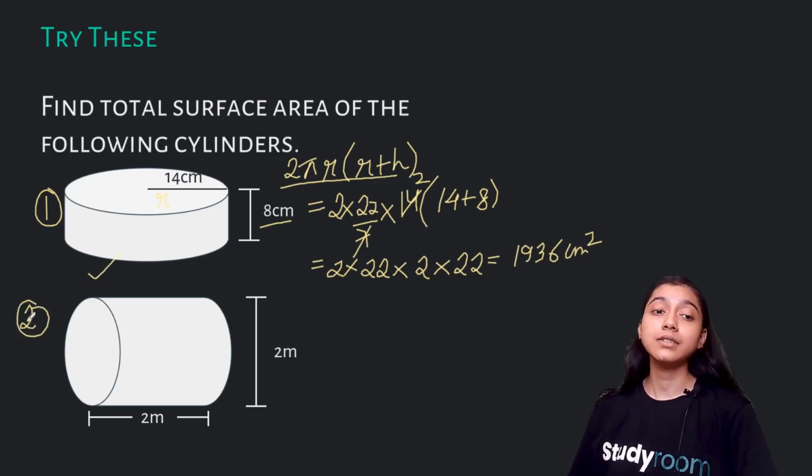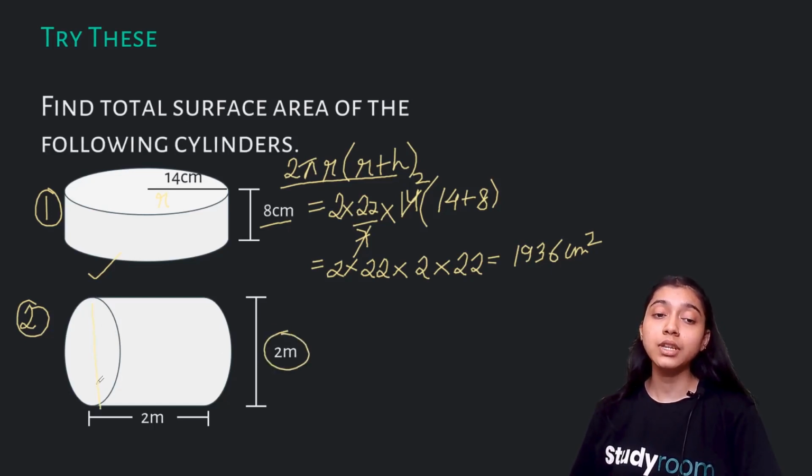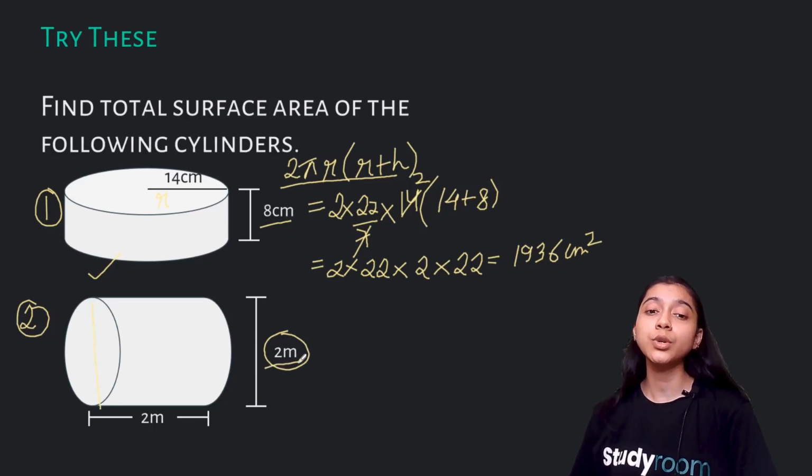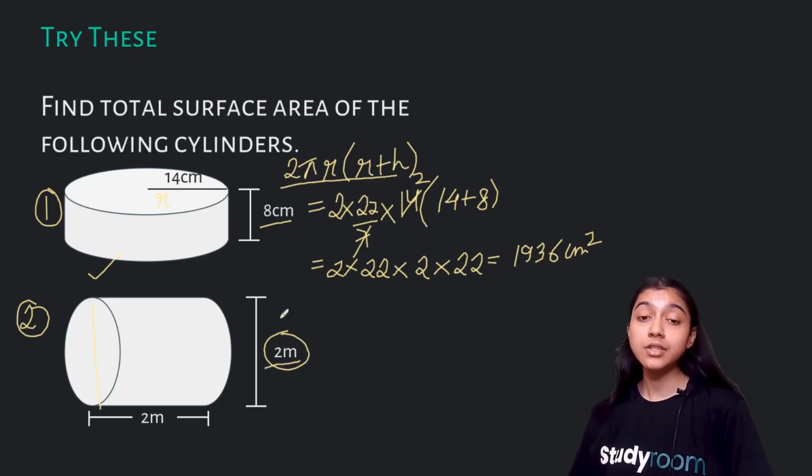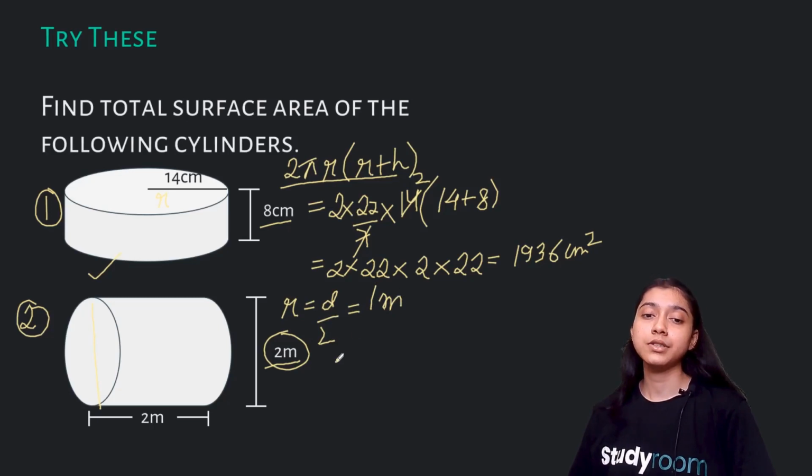Now we have another cylinder 2. But in this case, we have not been provided with the direct radius, but we have been provided with the diameter. This entire portion is the diameter, which is equal to 2 meters. So, if the diameter is 2 meters, we know that the radius is equal to half of the diameter. So, the radius will be equal to 1 meter. Now, we have to calculate the total surface area.